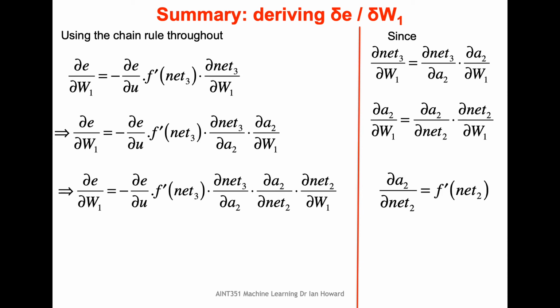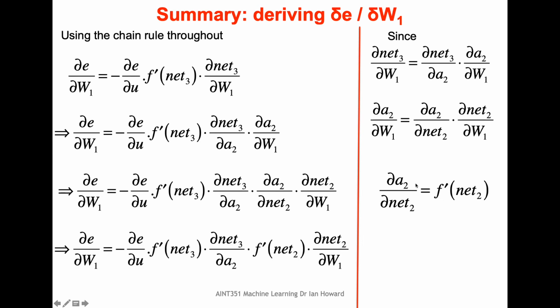And we carry on, right? Let's sort out the bits we can. So we've got dA2/dnet2. This is basically saying how does the output of the sigmoid on the first layer change with respect to the linear input of that? And basically that's just due to this sigmoid function. So we have to differentiate the sigmoid function. So dA2/dnet2 is just going to be f prime of net2. So let's put that term in here.